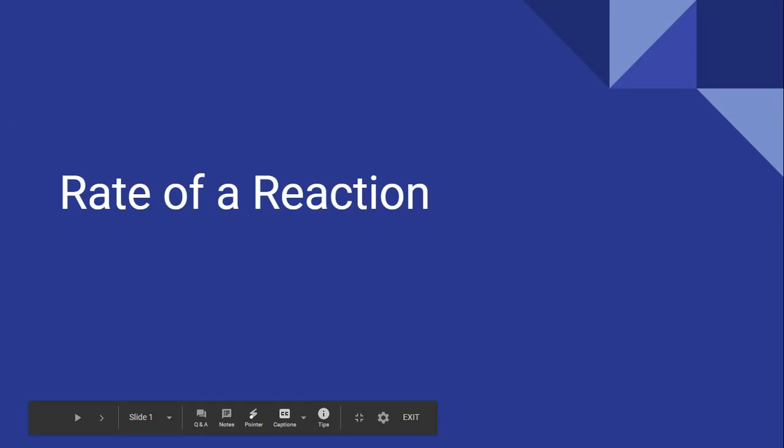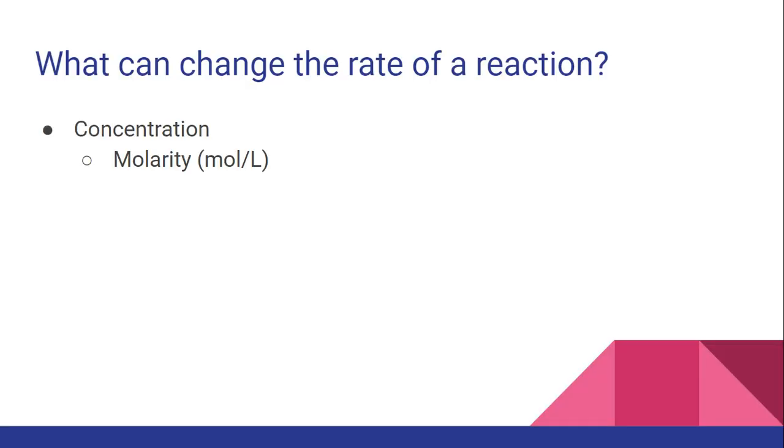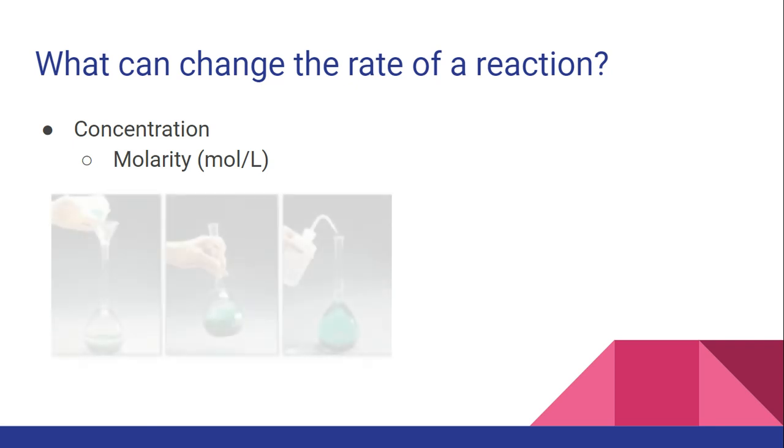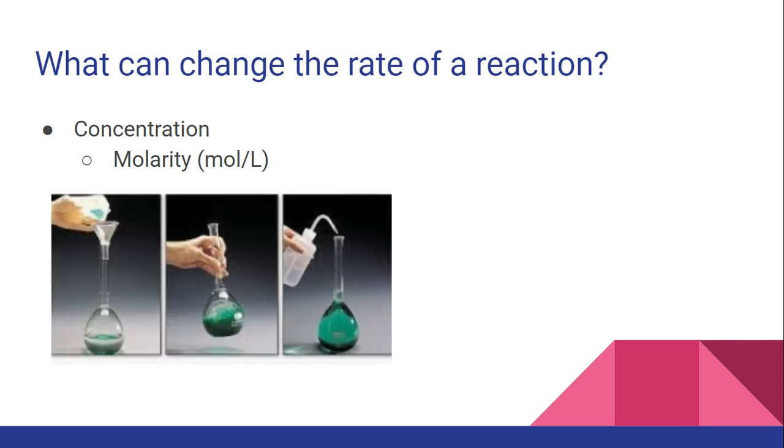Okay, let's talk about the rate of reaction. And really, what we're going to talk about is what can speed up or slow down a chemical reaction. So, the first thing that we have is concentration. Yes, molarity. We have already talked about molarity when we made solutions.